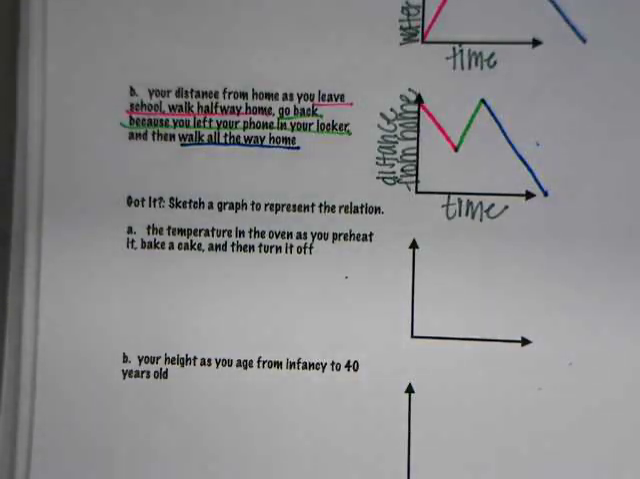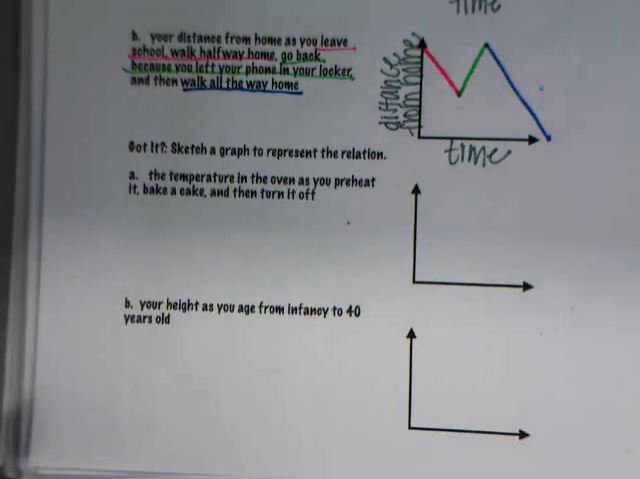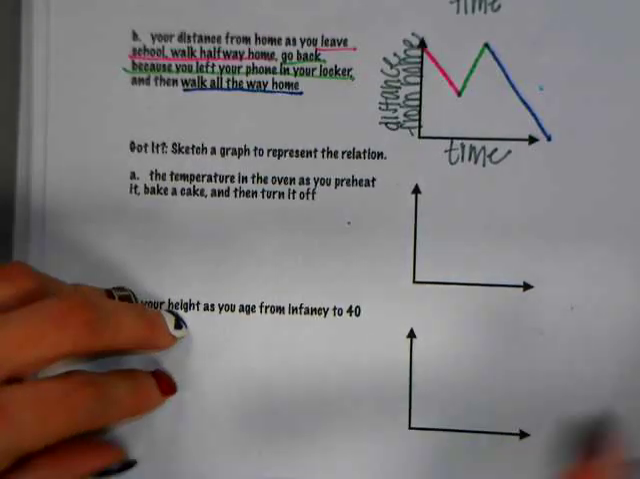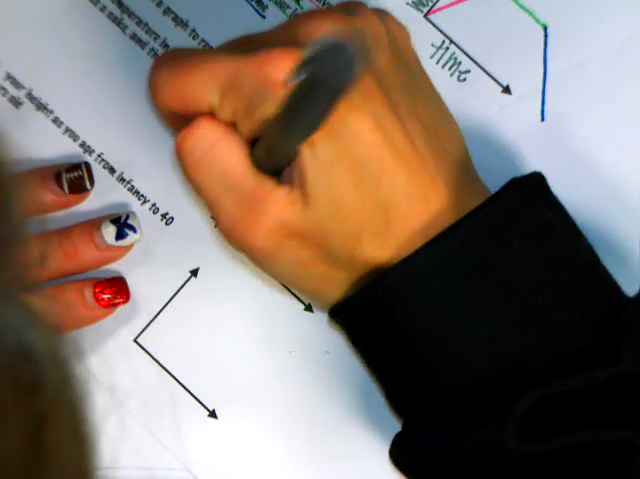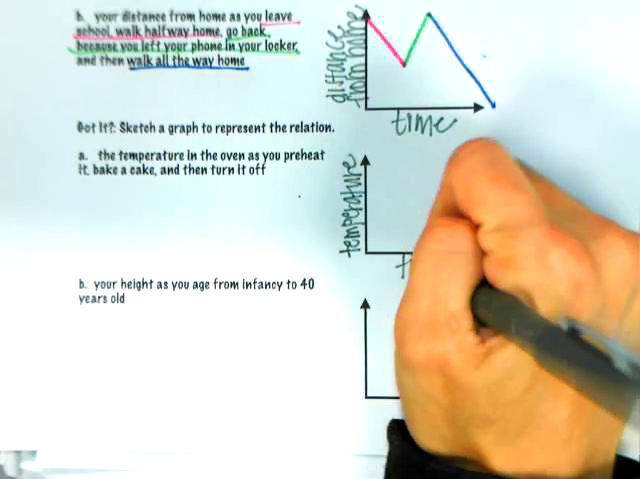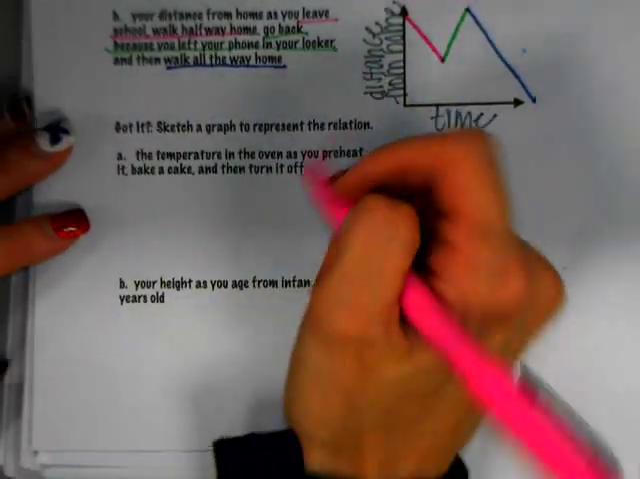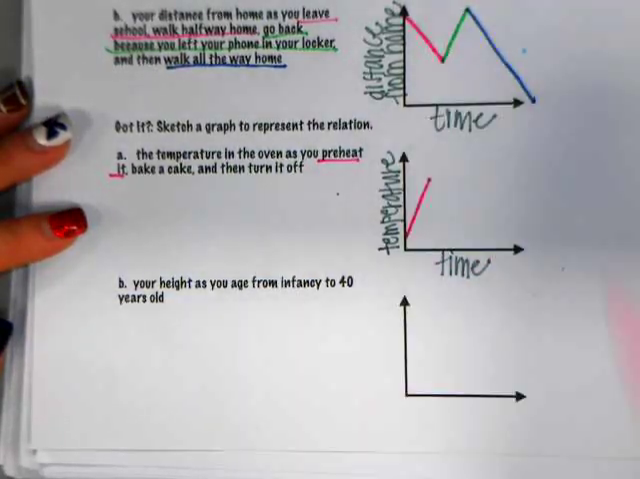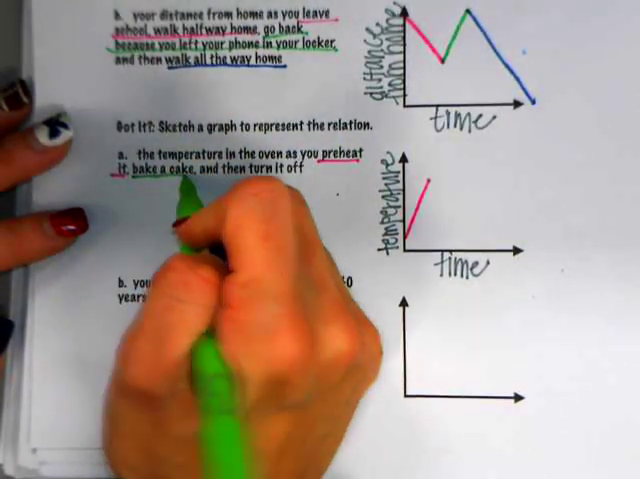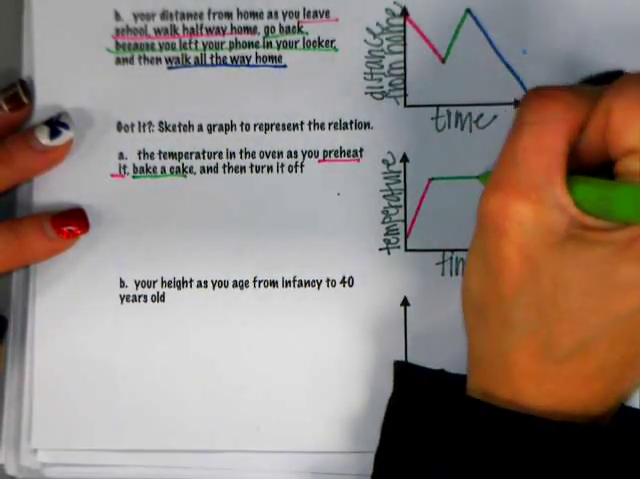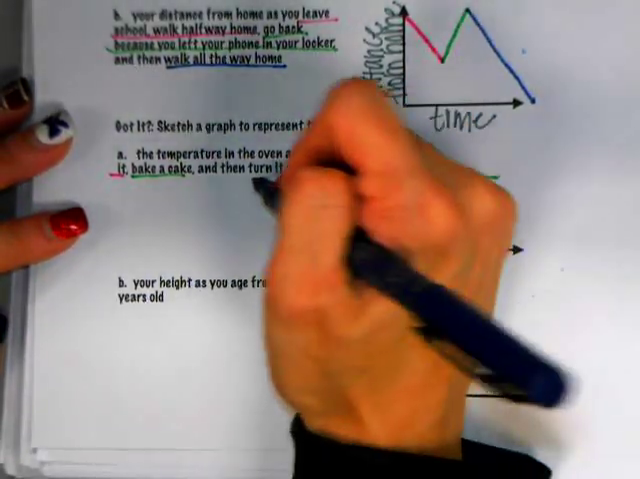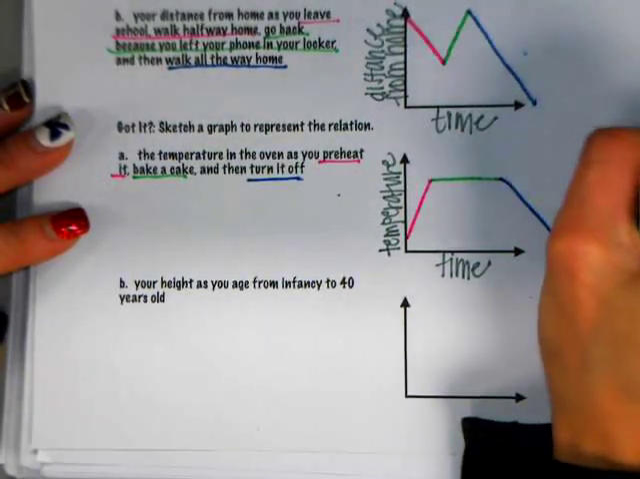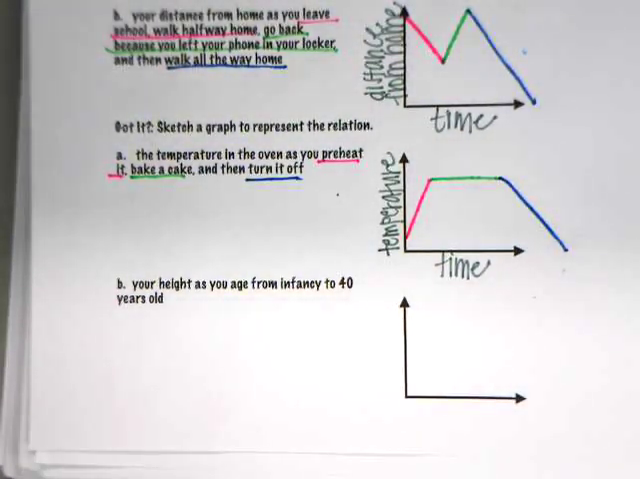All right, so this next one, the temperature in the oven as you preheat it, bake a cake, and then turn it off. So what am I measuring? The temperature. And what's the bottom? Time. Okay, so first I am preheating the oven, so what's going to happen to the temperature? It's going to go up. Then I'm baking the cake, so what's going to happen to the temperature? Just go straight across. Yep, stays constant. And then I'm going to turn off the oven. Go down, yep. Good.